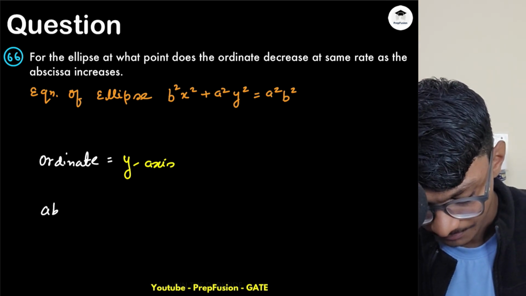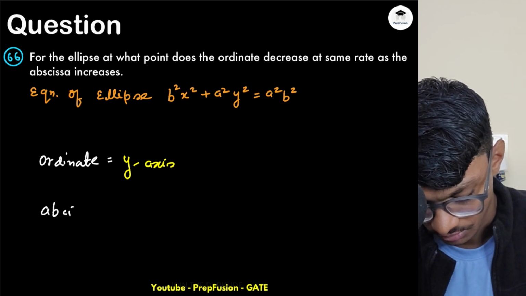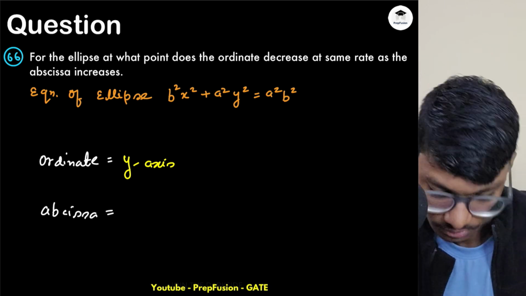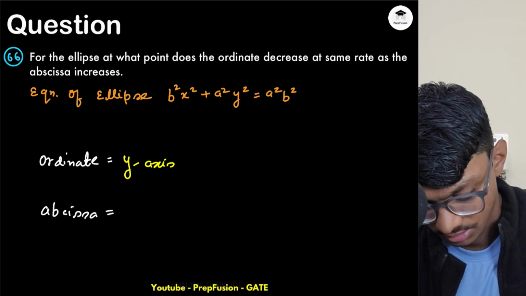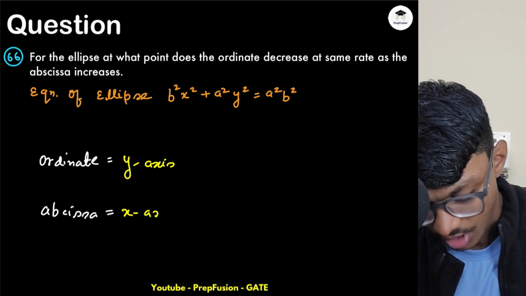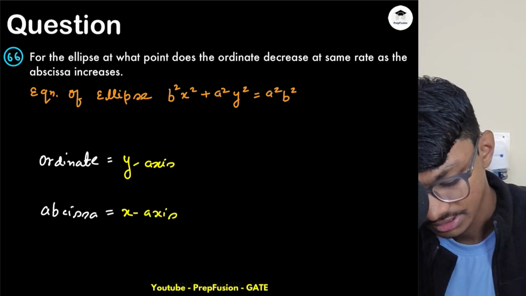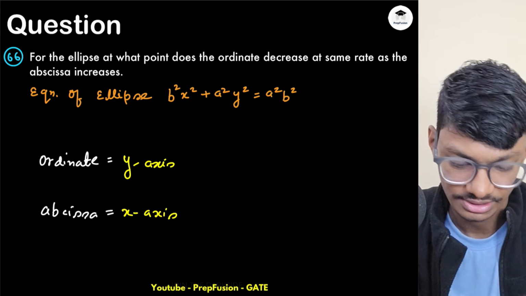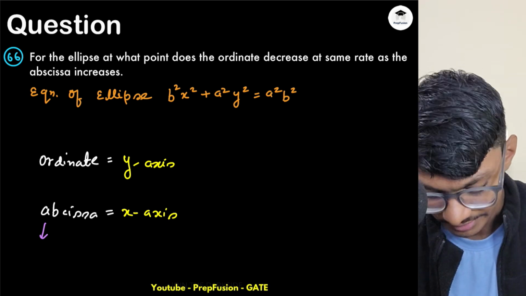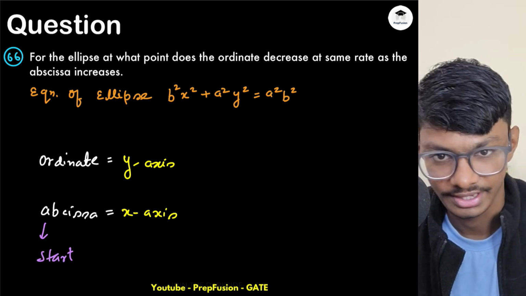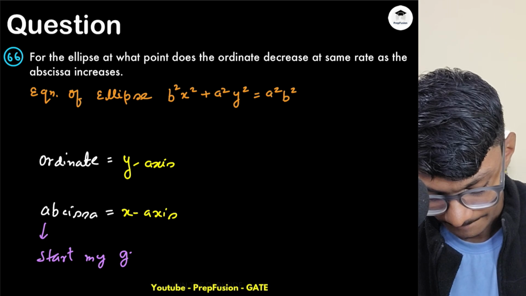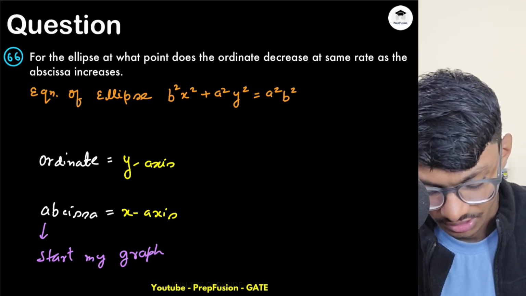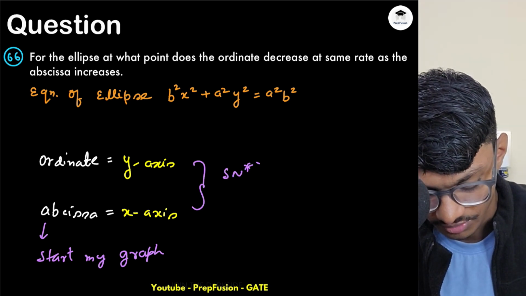And what is abscissa? Abscissa is basically the x-axis. Now how do you remember this? You can say: how do I start my graph? I start my graph with the x-axis, so A is the starting alphabet. I start with the x-axis, and then whatever is remaining, ordinate will be the y-axis only. So put this in your short notes if you tend to forget these things.